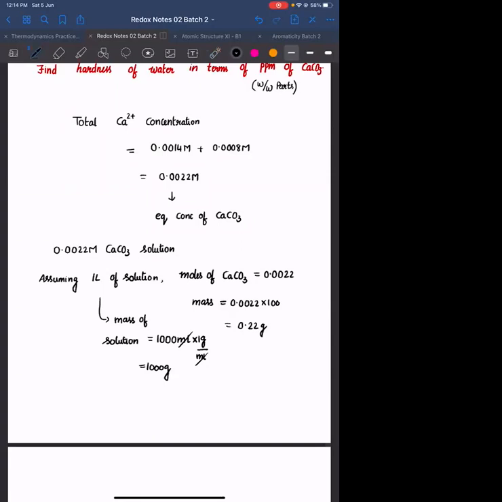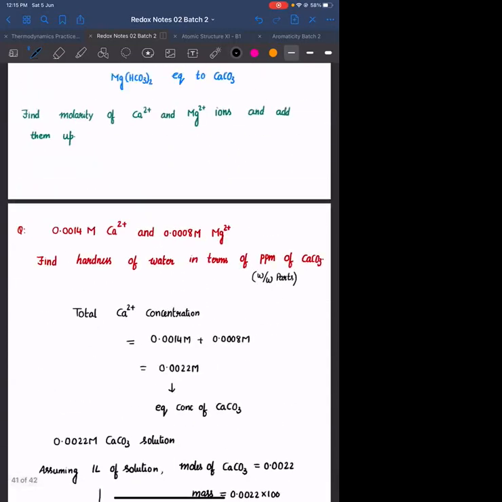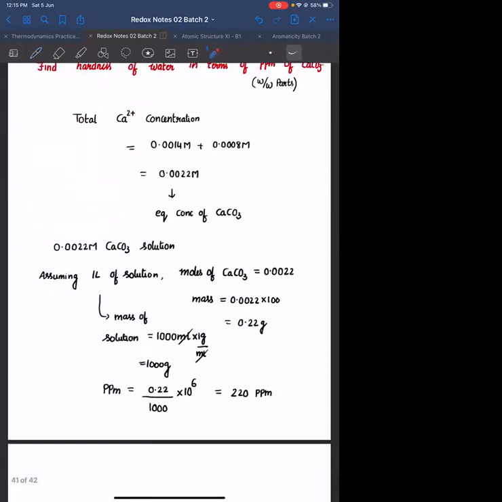So what will be ppm then? ppm will be equal to mass of solute, which is 0.22, divided by mass of solution, into 10 power 6. Can you tell me the value of this? 220. 220 ppm. Let us also try to convert this. It is expressed in ppm of CaCO3 in water, or milligram per liter of CaCO3 in water.